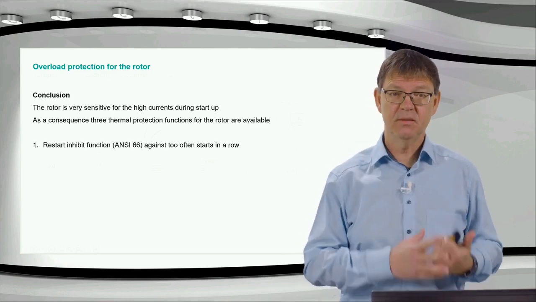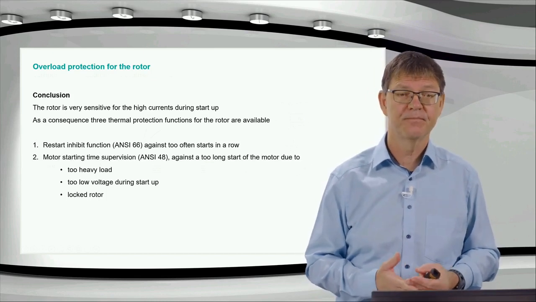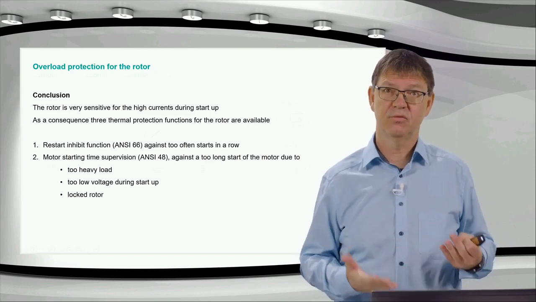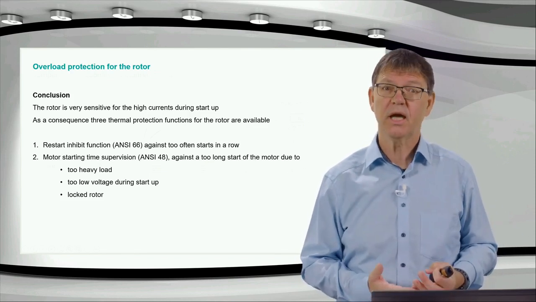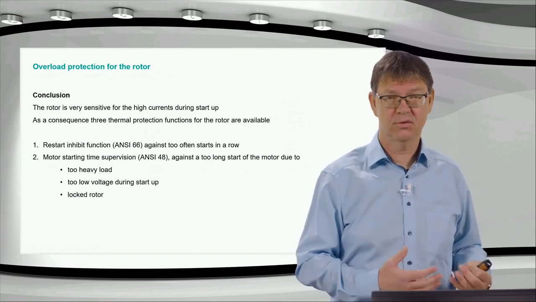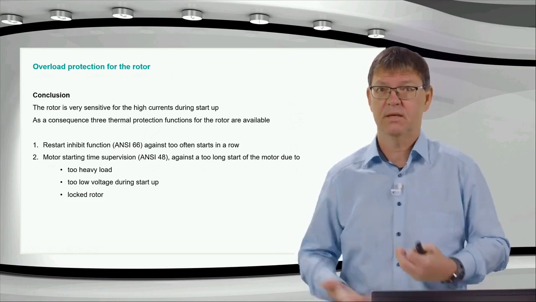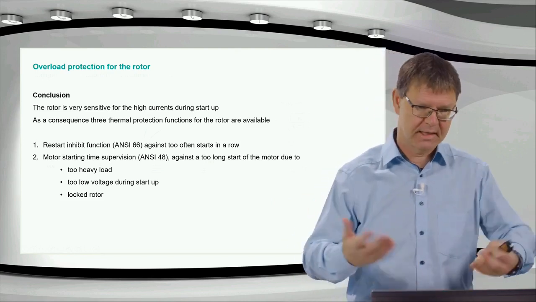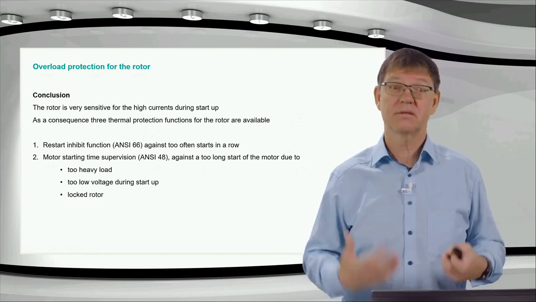First is the restart inhibit function. This is against too many starts in a row for the motor. And with the motor starting time supervision, the ANSI 48, this is against a too long start of the motor, which can happen, for example, if the load is too heavy, if the voltage is too low, so that the torque cannot be created by the motor any more to start up the load, or if you have a locked rotor situation, that something happens in the machine and you want to start a motor and the rotor does not start up at all.